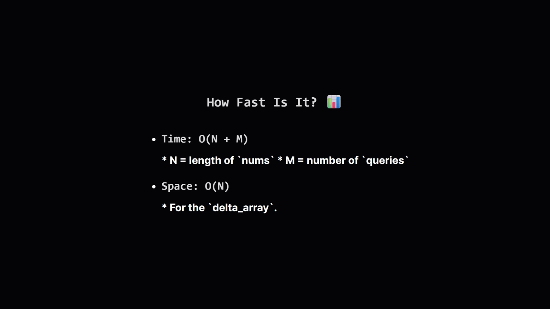So how efficient is this approach? It's pretty good. For time, we iterate through the queries once to build the delta array. That's about m steps, where m is the number of queries. Then we iterate through the delta array, or nums effectively, once to calculate prefix sums and check. That's about n steps, where n is the length of the list. So the total time is roughly order n plus m. This is great. For space we use that delta array, which is about the size of nums, so the space complexity is order n.